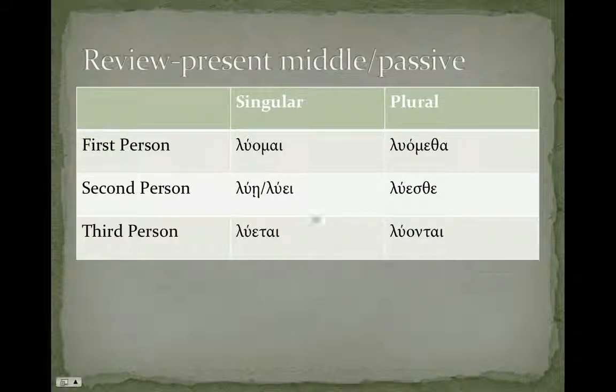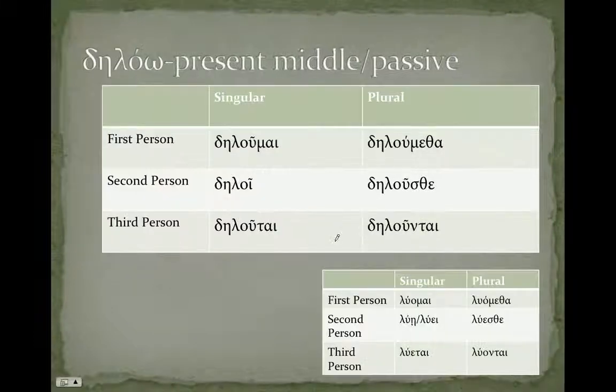Our present, middle, and passive. We've got omicron, alpha, epsilon, omicron, epsilon, omicron. So we're going to get a lot of those oos throughout. Delumai, deloi, there's our oi. Delutai, delumetha, deluste, deluntai.